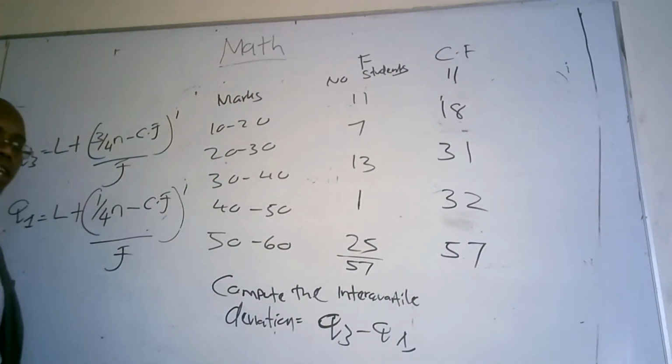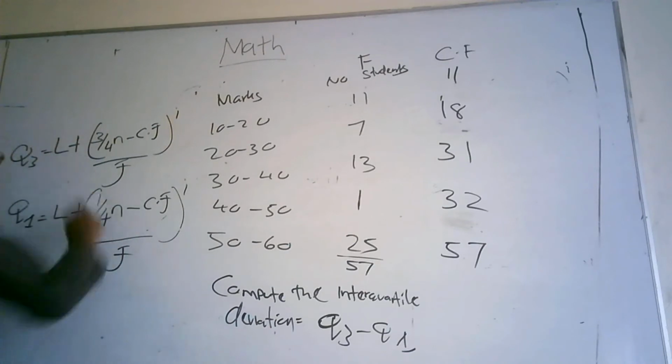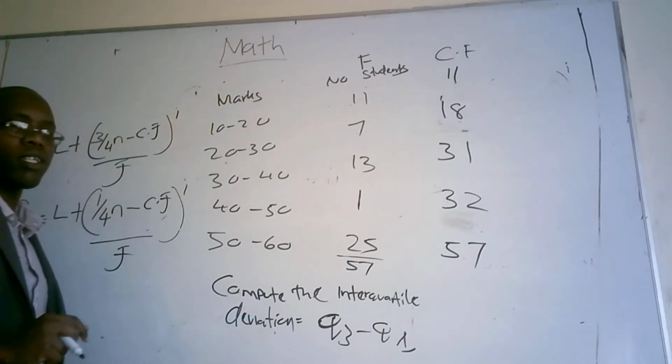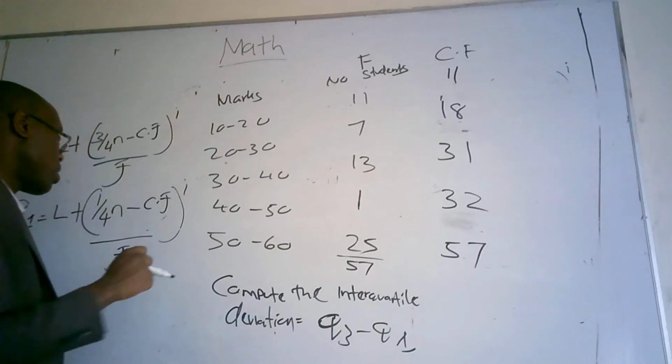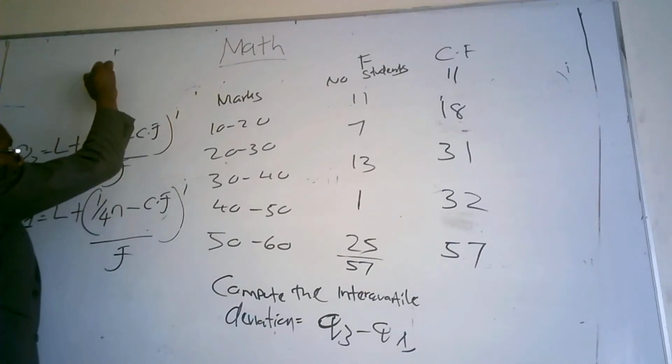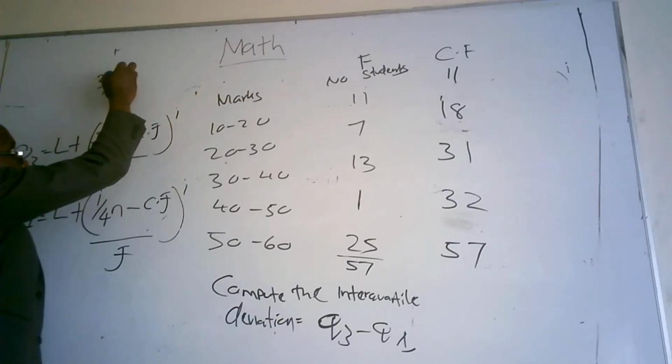We want to identify the quartile class. So we are going to start by calculating the quartile. We must identify the quartile class. And how do we identify the quartile class? We have said that we take this element, 3 over 4n. So we are going to take 3 over 4 times n.